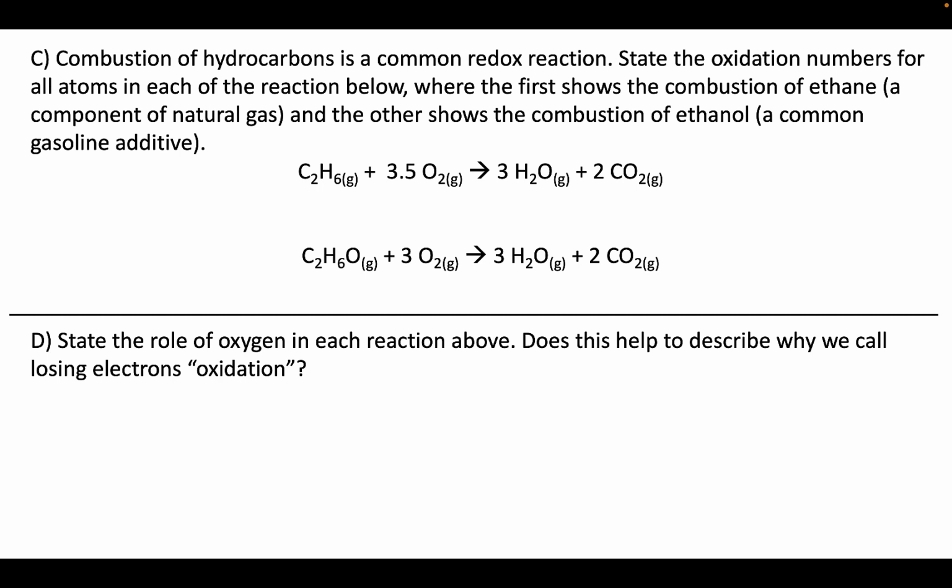Okay, what about redox reactions specifically? Now we have two different redox reactions involving carbon and oxygen. The first thing we want to do is state the oxidation numbers for all of these atoms, which is going to help us determine what's gaining electrons and what's losing electrons.